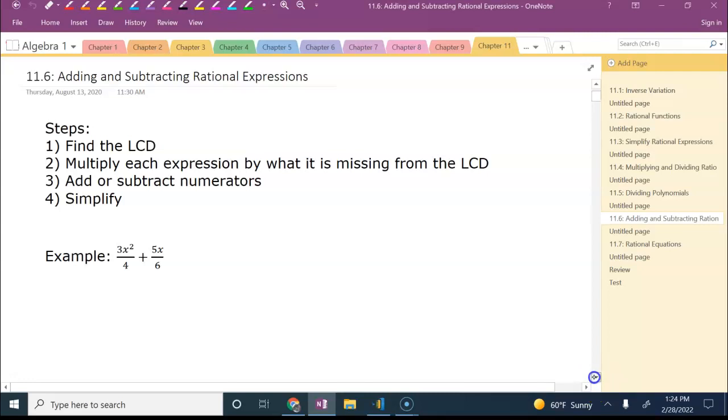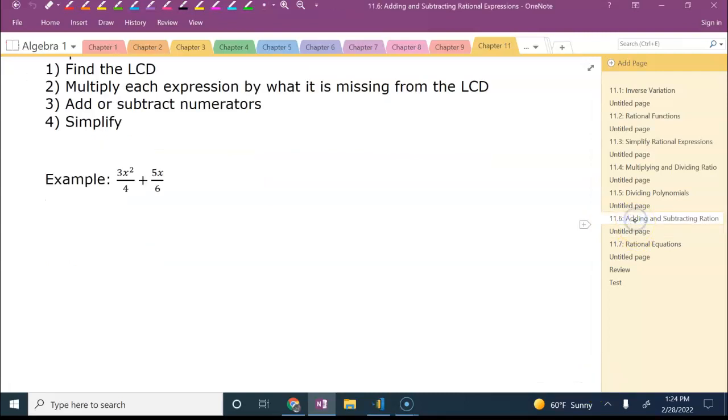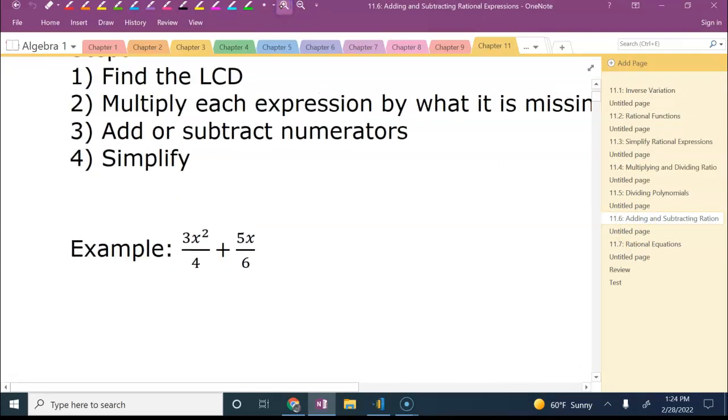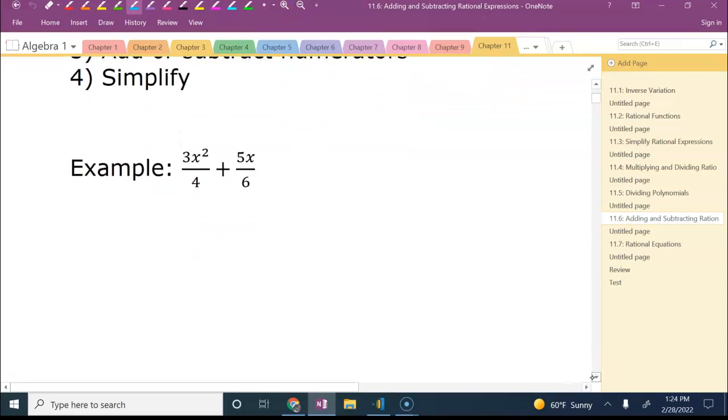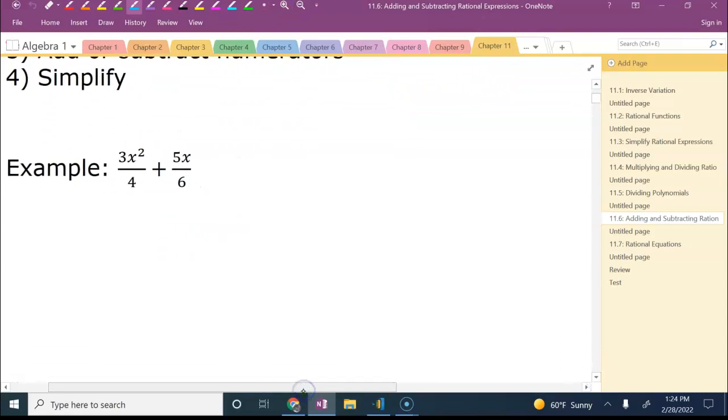We're going to start with this first example, where we've got 3x squared over 4 plus 5x over 6. Right now you can see that 4 and 6 are in the denominator. They do not match right now. So we need to figure out what the least common denominator, or LCD for short, is. That would be what number both 4 and 6 can go into.